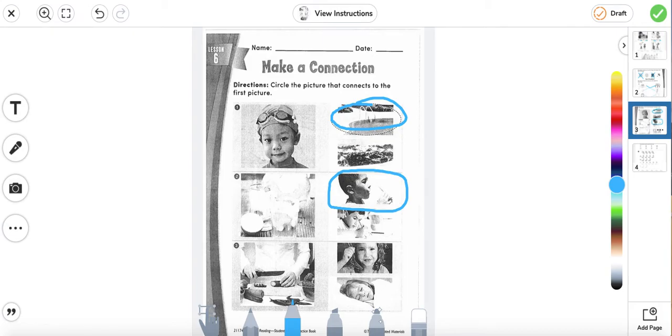Which of these pictures matches or connects to the first picture? Is the little girl going to eat or is she going to sleep? Yes, she's going to eat. Great job. Next, we're going to move on to math.